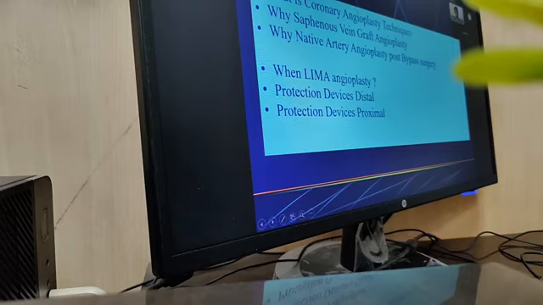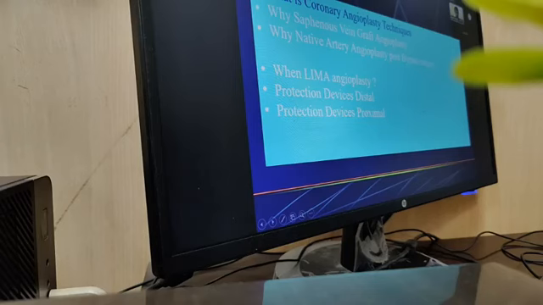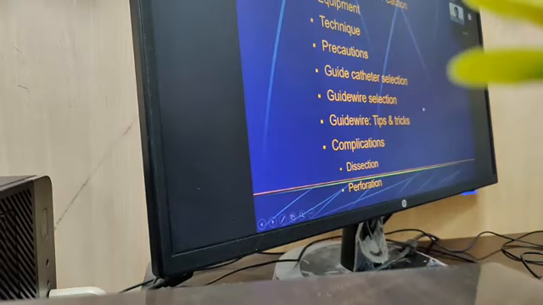So my plan of presentation will start like this. What are the coronary angioplasty techniques? Why is saphenous vein graft angioplasty required? Why native artery bypass surgery? And what are the protection devices? So coronary angioplasty technique, I'm not going into much detail. It will be told later on.